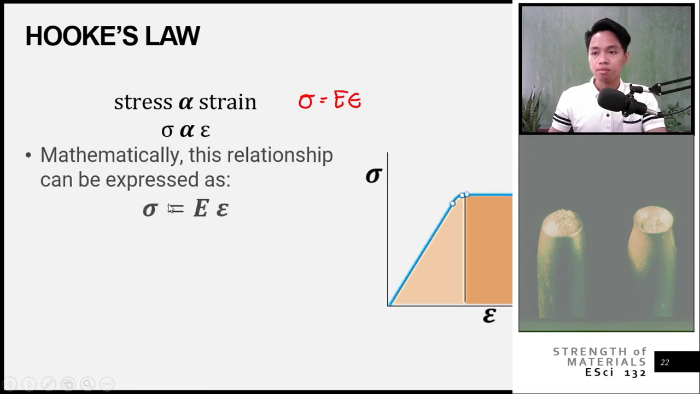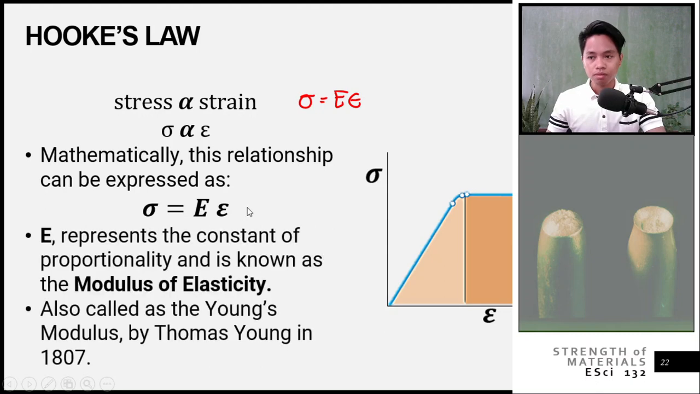So mathematically, this relationship can be expressed as sigma is equal to E multiplied by strain, or stress is equal to E multiplied by our strain. Where E represents the constant of proportionality, known as the modulus of elasticity. It is also called Young's modulus because it was published by Thomas Young in 1807. Young's modulus, or modulus of elasticity, is denoted by capital letter E. This is your Hooke's law.